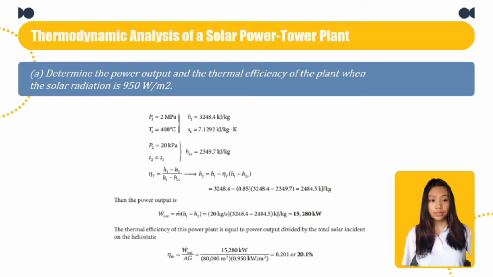which yields 15,280 kilowatts. And the thermal efficiency of the power plant is equal to the power output divided by the total solar energy incident on the heliostats, which yields 20.1%.